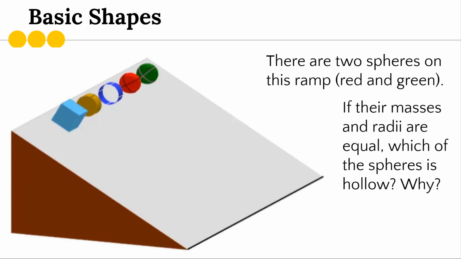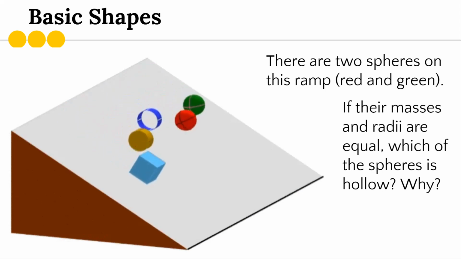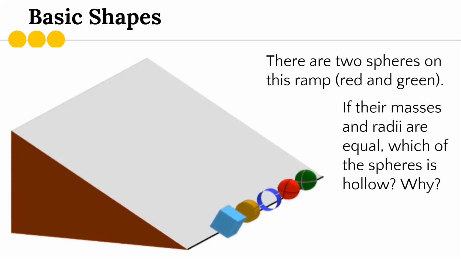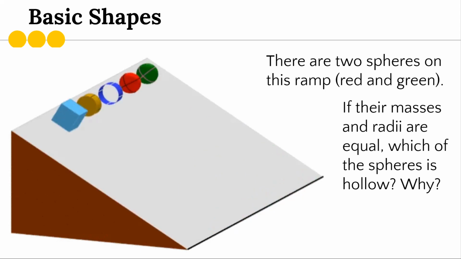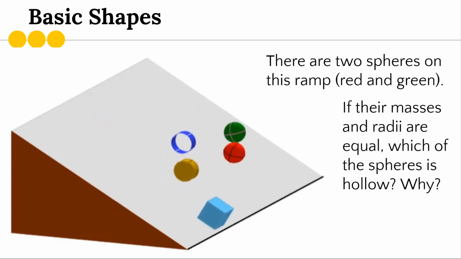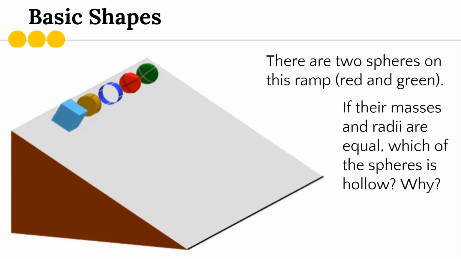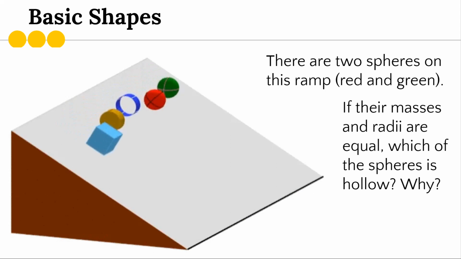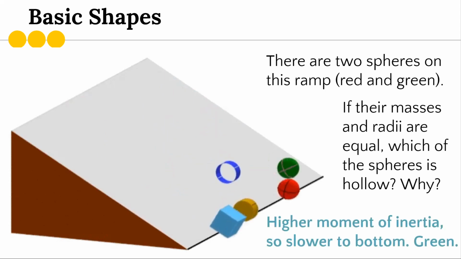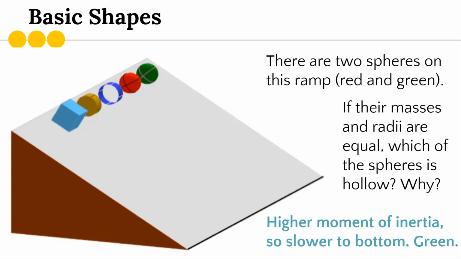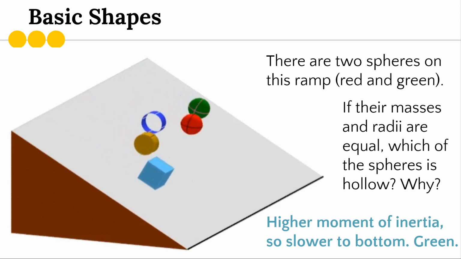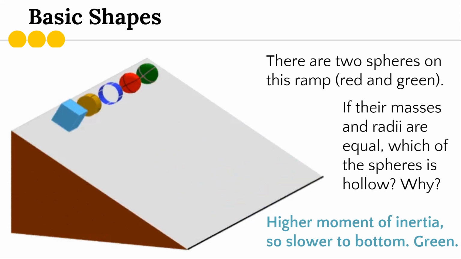Okay, so with that in mind, I have a ramp here with a bunch of objects on it. You can see a disc, a hoop, two spheres, and a block. Okay, it says there are two spheres on this ramp, red and green. If their masses and radii are equal, which one of them is hollow and why? What do you think? The green one, because the red one reached the ground first, thus it had greater acceleration, thus it had less resistance to acceleration. So the higher moment of inertia is the one that's slower to the bottom, that's the green one, which should be true for the hollow sphere, if you just compare those two equations.